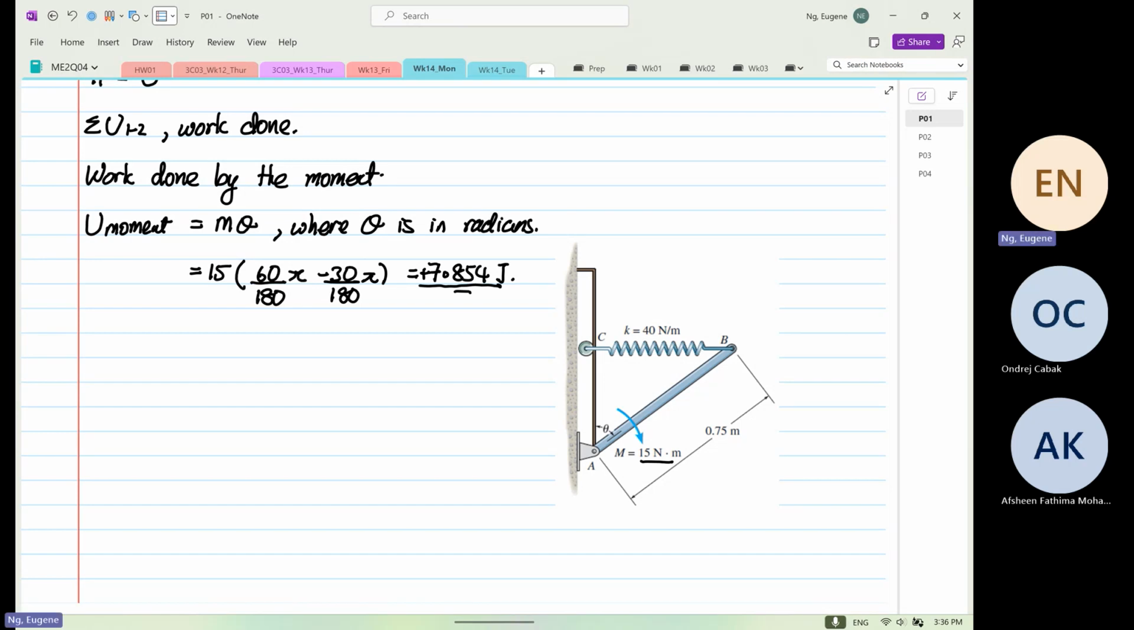The result is 7.854 joules. Now, this moment work is positive because it's work output. Then the next thing we have to consider is the work done to move the rod due to its own weight.